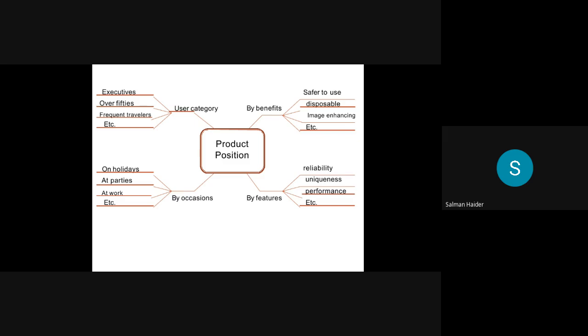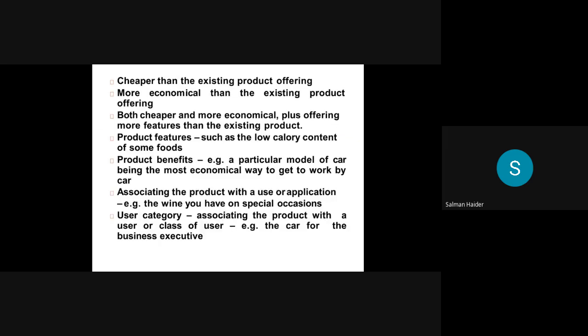Then by occasions, on holidays, how we are making use of, अगर आप outfits कोई खरीदना चाहते हैं तो सबसे पहले देखते हैं official wear हमें लेना है. Most of the thing, people who are more in offices think of official wear. Some people think of taking casual outfits. People think of taking party wear outfits or holiday wear or some kind of those. By features would be reliability कैसी है, uniqueness कैसी है, performance कैसी है.